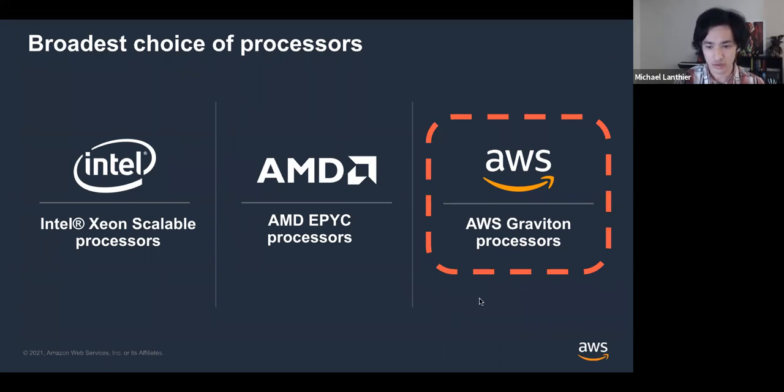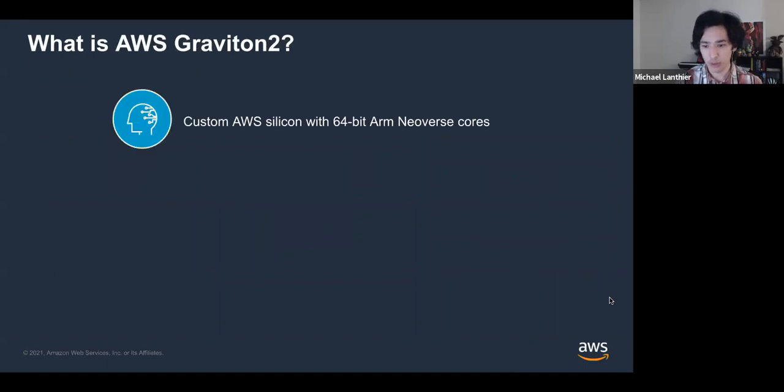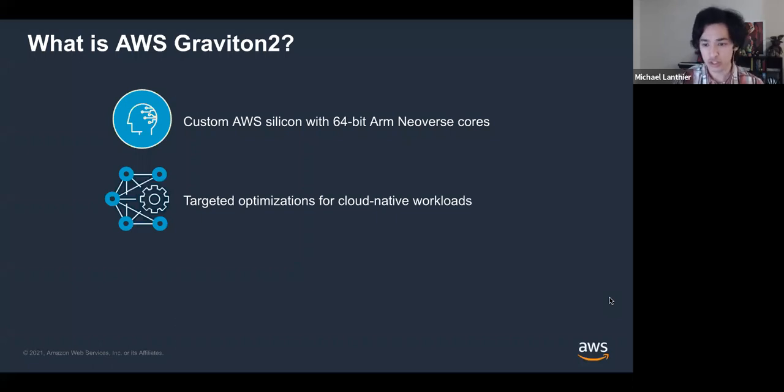So what is Graviton and what is Graviton2? Graviton processors are processors built by AWS. They're built on the ARM architecture. And specifically, we have Graviton2 processors, which are running ARM Neoverse N1 cores. We took these 64-bit ARM cores and built silicon around them, custom designed and purpose-built them for the AWS cloud. The Graviton2 processor is the second generation of ARM processor that we have developed at AWS, with the first generation processor, the A1 instance type, being released previously.